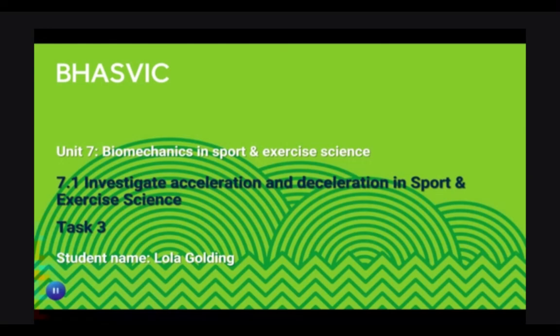Today I'm going to be investigating acceleration and deceleration and explain how they can be used in a sport and exercise science setting.